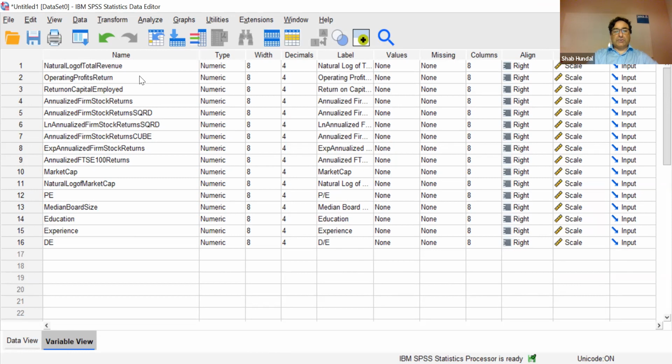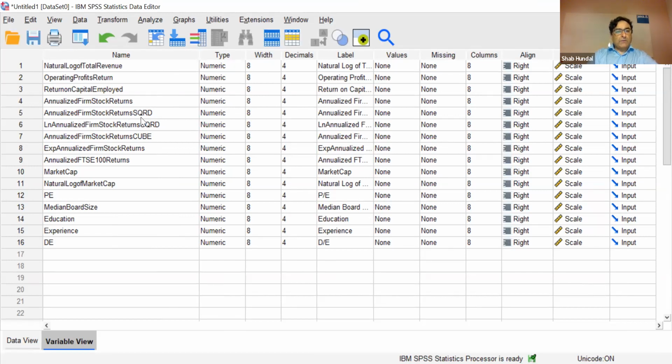Of course, it's a ratio, and it's not an absolute variable, it's a relative variable. And the return on capital employed is also calculated by dividing something with something. The annualized firm stock returns, we all know, we all have studied finance, the first lesson and course, and we have seen that these are the relative measures. So technically, all the variables, and here I made different forms of stock return.